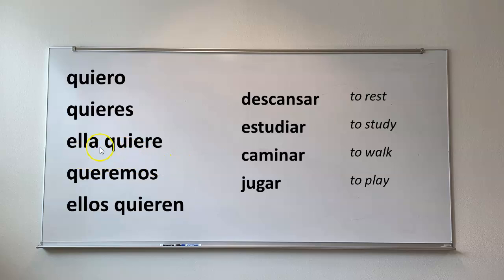Ella quiere, she wants. Ella quiere descansar. Ella quiere estudiar. Ella quiere caminar. Ella quiere jugar. Queremos descansar. Queremos estudiar. Queremos caminar. Queremos jugar. Ellos quieren. They want to rest. Ellos quieren descansar. Ellos quieren estudiar. Ellos quieren caminar. Ellos quieren jugar. So you can do a lot with this verb.